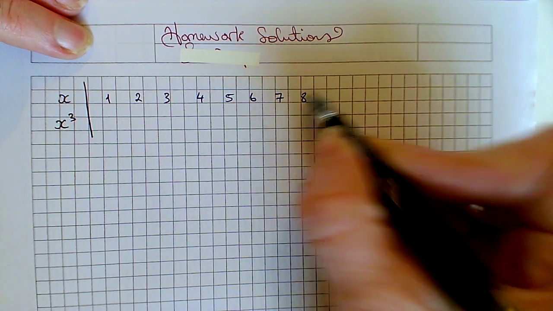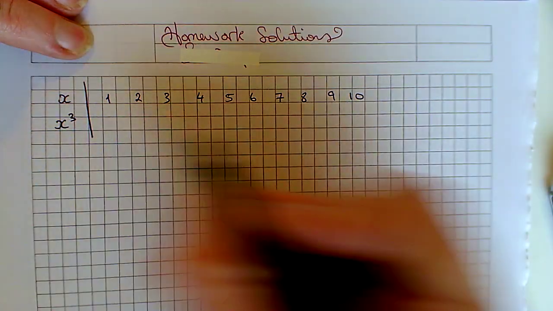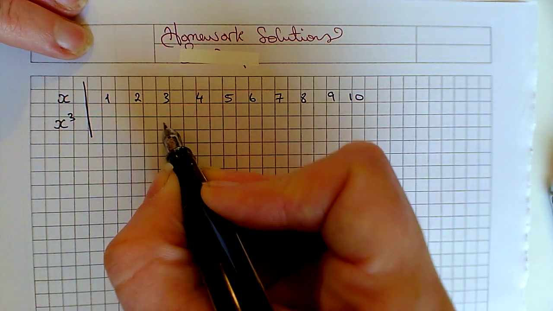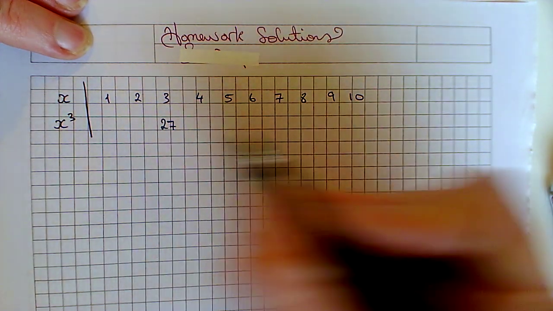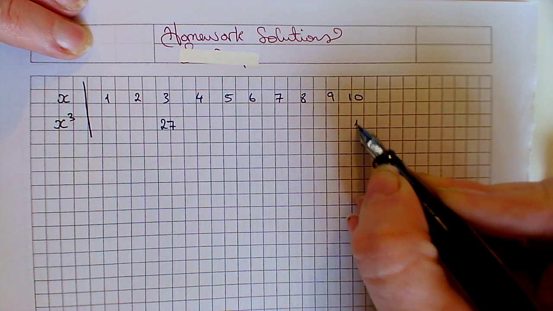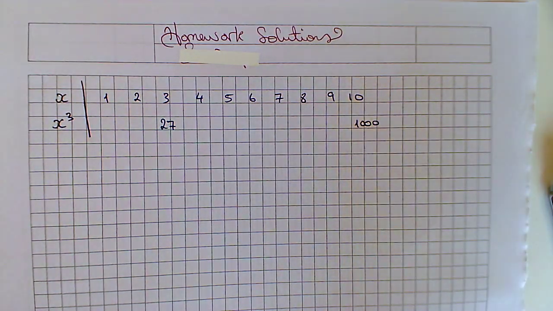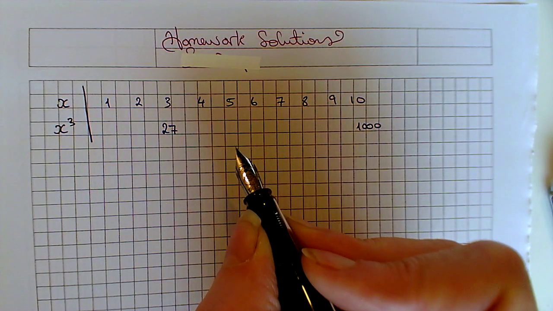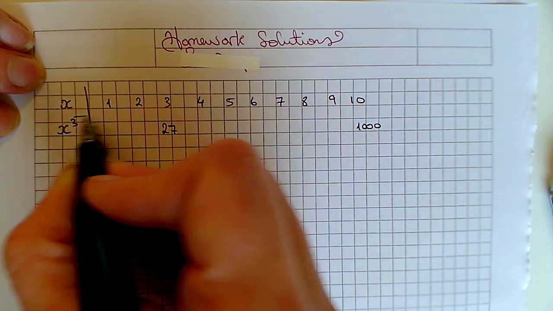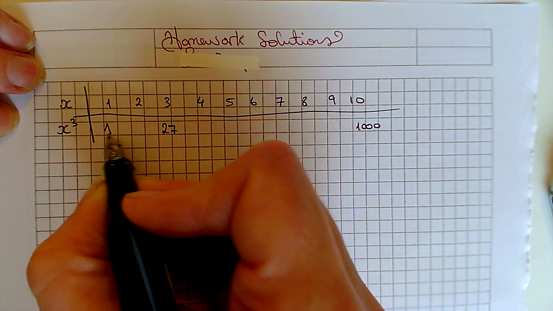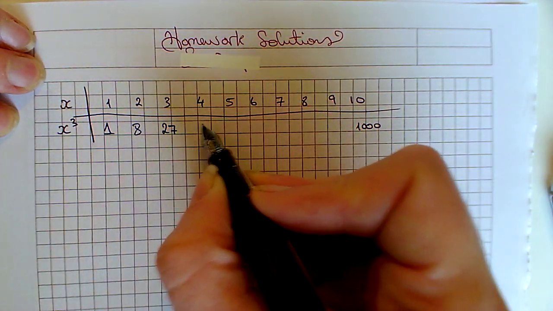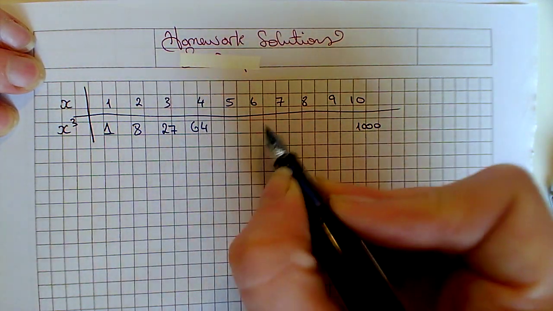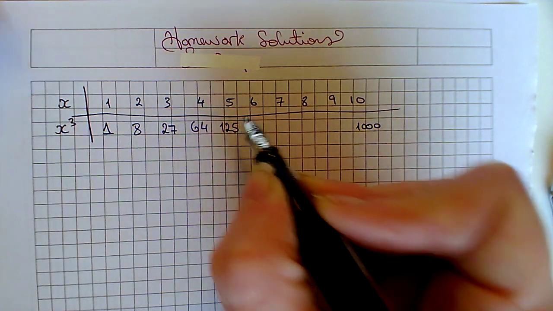7, 8, 9, 10, and asked us to find their cubes. So 3 cubed was 27, 10 cubed was 1,000, and they filled those in for us. And they didn't say to do it without a calculator, but I would expect you to know the first 5 without a calculator. So 1 cubed is 1, 2 cubed is 8, 4 cubed is 64, 5 cubed is 125.